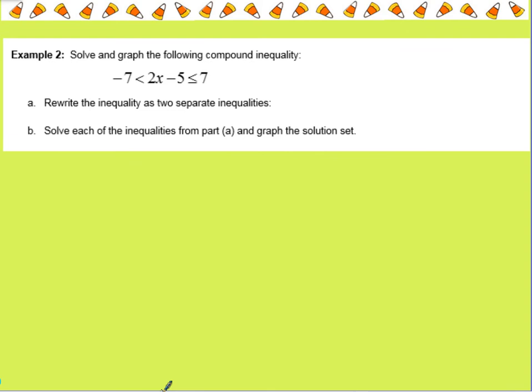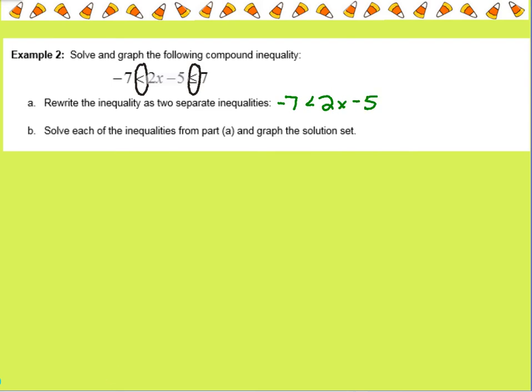Okay, solve and graph the following compound inequality. So I see my two inequality signs. Let's circle them and pretend that these are our cookies from the Oreo. Take a look at that good stuff that's in the middle. And let's break this up. So that good stuff in the middle is going to go to the left and to the right. So we have negative 7 is less than 2x minus 5.